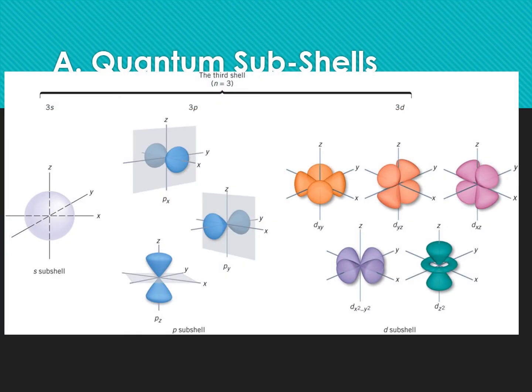And then the orbitals are within the subshell. So within the s subshell, there's the s orbital. They're basically the same because it's one shape. But when you get to the p and the d, the p's are broken down into three different orbitals: px, py, and pz. Those are based on the plane, the axis, they're on. And then the d has 5 different orbitals within the subshell of the d.